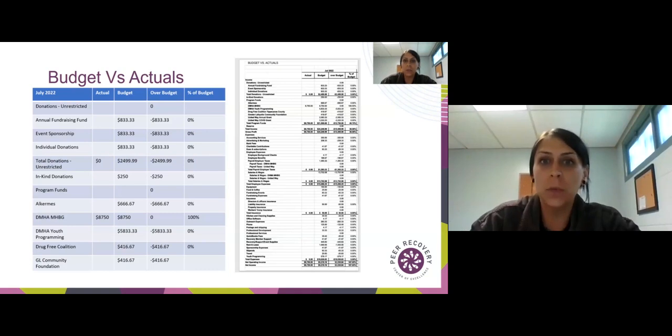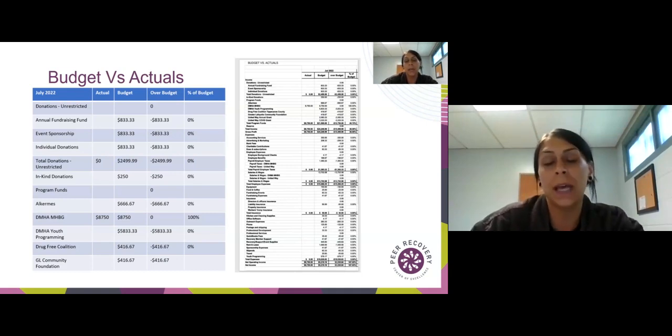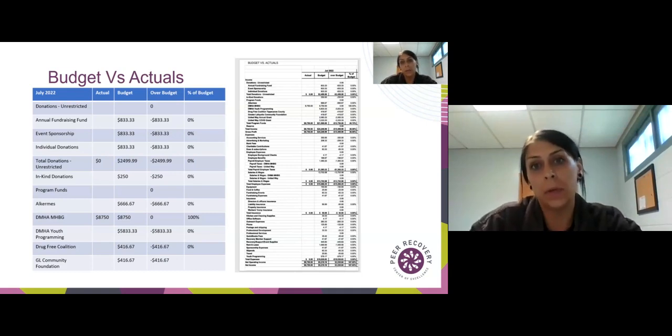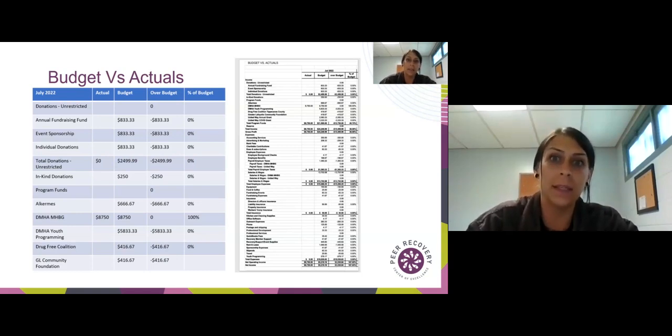The budget versus actuals is a great way to make sure that you are either on point with your finances or not. They are always set for a specific amount of time, just like your balance sheet. There might be some organizations that look at a budget versus actuals for a whole year, but a lot of times I think it makes more sense to be looking at that on a monthly basis.